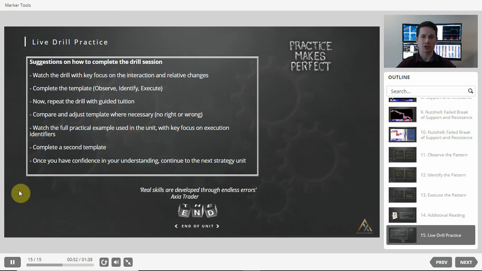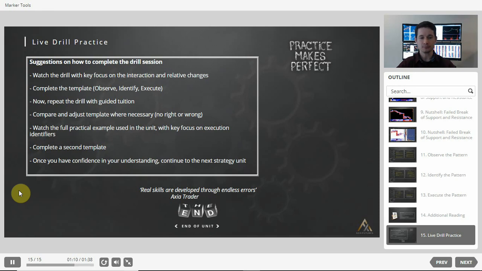Remember, the more templates you complete, the better you're going to get, the quicker you're going to learn the habit, and the better you're going to become at ultimately completing a processed approach. Okay, once you're happy with all that and you're confident in your understanding of the strategy and your application, you can then move on to the next unit.